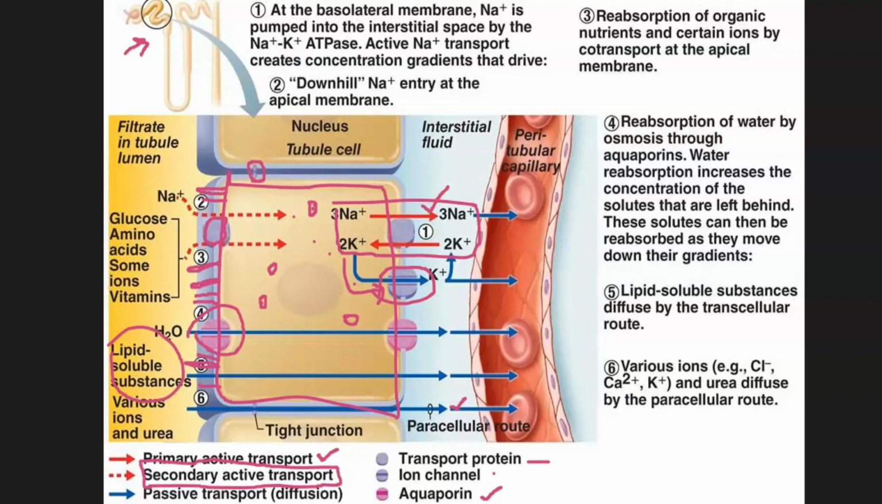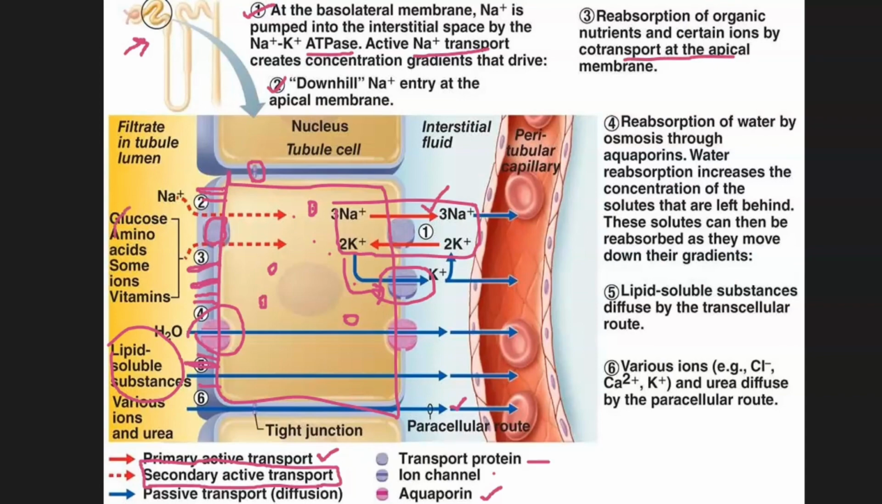You have to write in points. Number one, at the basolateral membrane, the sodium ions are pumped into the interstitial fluid or the tissue fluid, you can say. And ATP is hydrolysed. The ATP molecules provide energy for transport of sodium ions, and this will produce a concentration gradient. And number two, the sodium ions are diffusing from the filtrate into the epithelial cells. And number three, reabsorption of organic nutrients and certain ions by co-transport at the apical membrane.